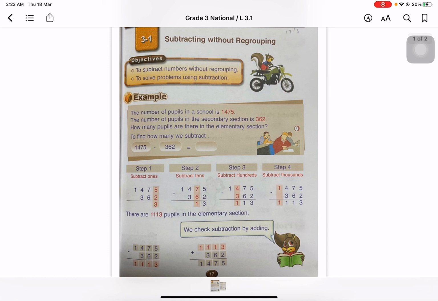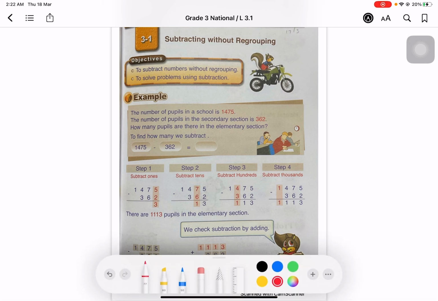In this question they count how many students are in a school, and they found that there are 1475 students. The number of pupils in the secondary section, one part of this school, is 362. The question is how many pupils are there in the elementary section. In the school, elementary and secondary, in all they are 1475. In the secondary section, it's 362. So how many are in the elementary section?